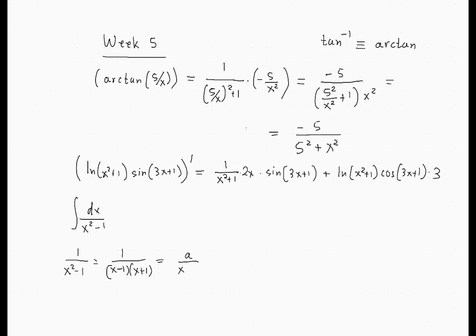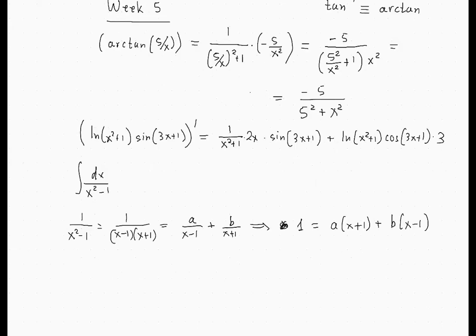You multiply all sides by (x minus 1) times (x plus 1), and that gives you 1 is equal to a times (x plus 1) plus b times (x minus 1). And here, the thing to do is set x equals 1. If you set x equals 1, then what you get is 1 is equal to 2a, so a is equal to 1/2. And if you set x equal to -1, then you will get 1 is equal to -2b. So b is equal to -1/2.